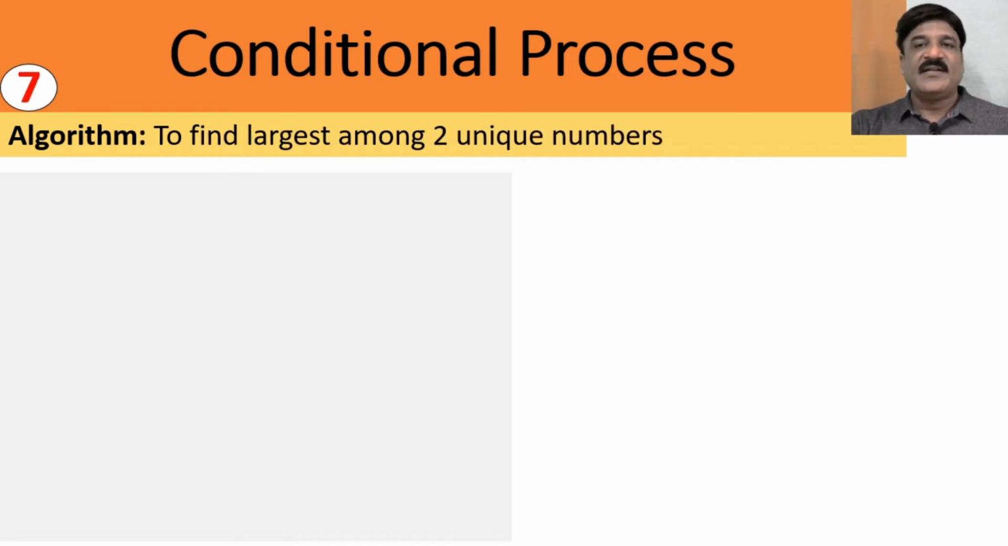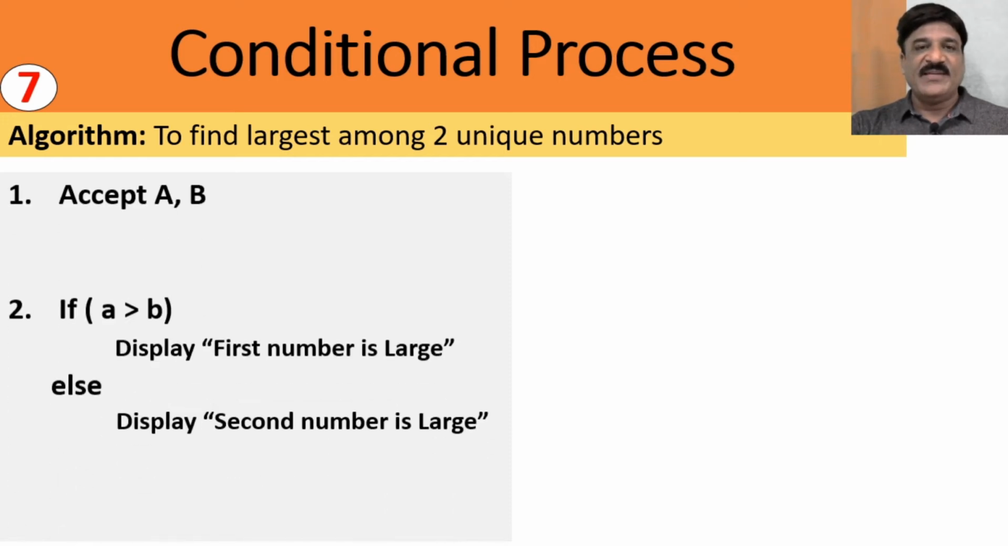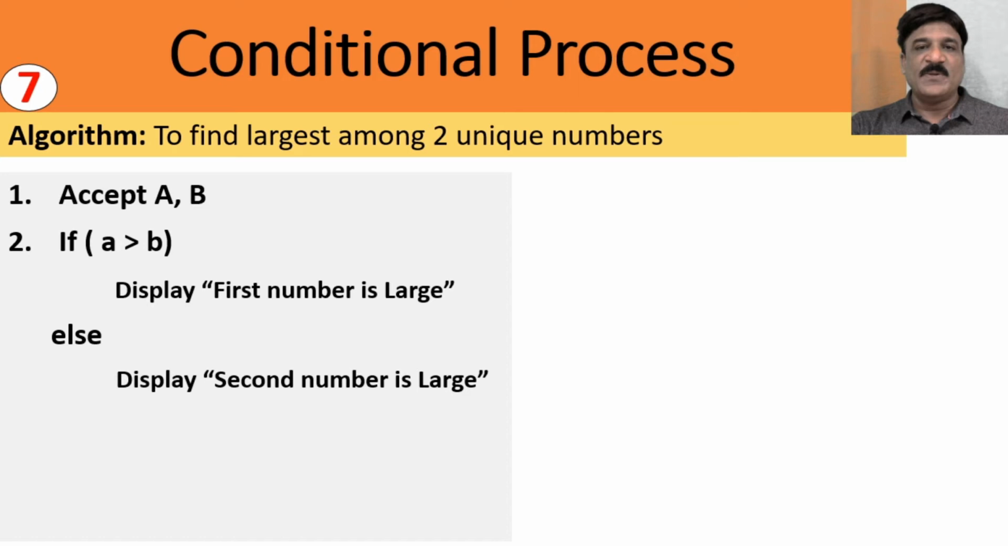Now to find the largest among 2 unique numbers, it means we need to check which one is larger, the first one or the second. Since we are assuming here the 2 values are unique or distinct, their values will not be the same. So accept the values of A and B. Now check if A is greater than B. If so, the first number is large, otherwise the second number is large. So it's a very straightforward statement.